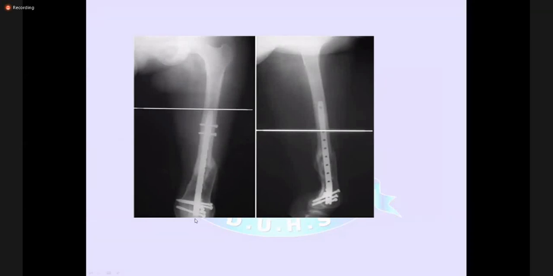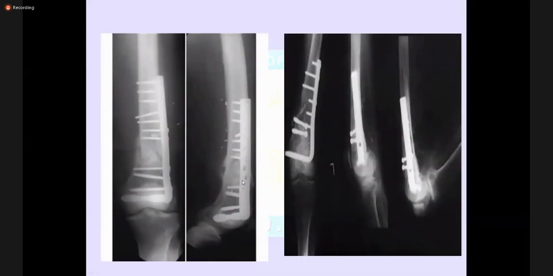The implant was passed through the distal end of the femur to fix the fracture of the distal third of the femur. This is the DCS, dynamic compression screw. See, what is visible is the fracture of the distal third of the femur, which is fixed by a right angle device that makes an angle of 95 degrees with the shaft of the femur.